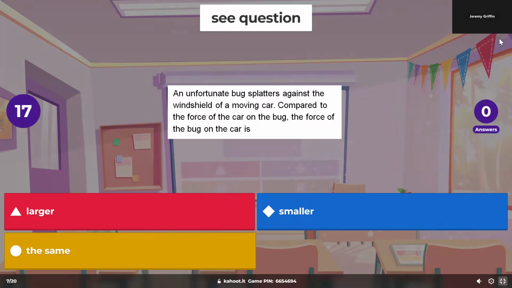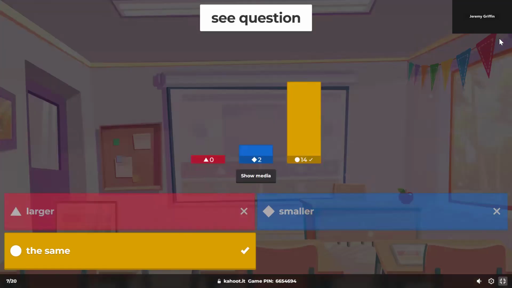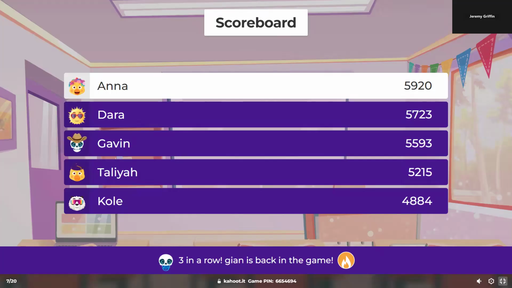Unfortunate bug splatters against the windshield of a moving car. Compared to the force of the car on the bug, the force of the bug on the car is what? That's the same force, right? Now it might be a small force because the bug is really small, maybe only like a couple of grams, so there's not a lot of force to go around, right? But from the car's point of view, that splat doesn't really slow down the car very much, does it? Hence, it would also be a small force. So we are talking about a small force, right? Now, a small force on a small bug is going to splatter the bug. Small force on the car, okay. And that actually connects to the next question.